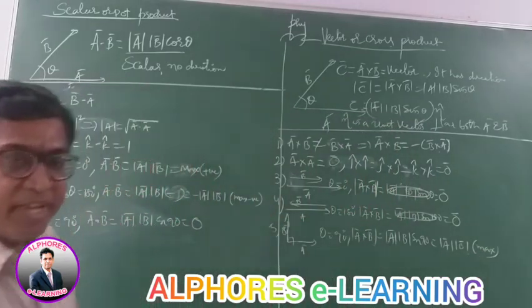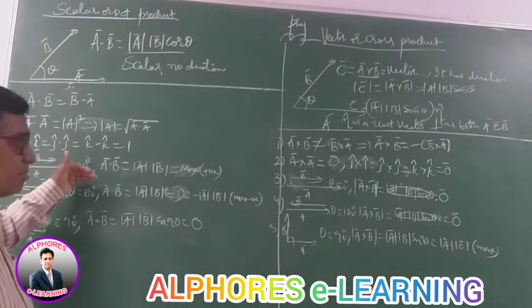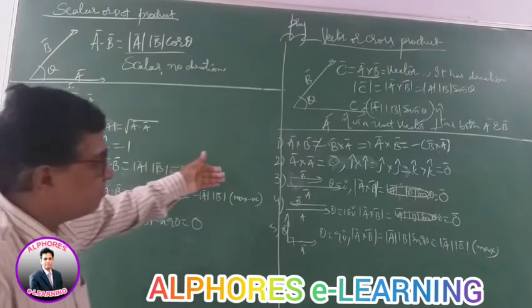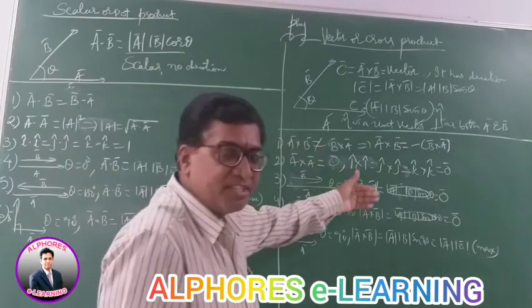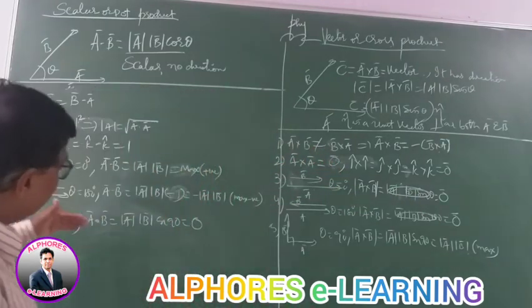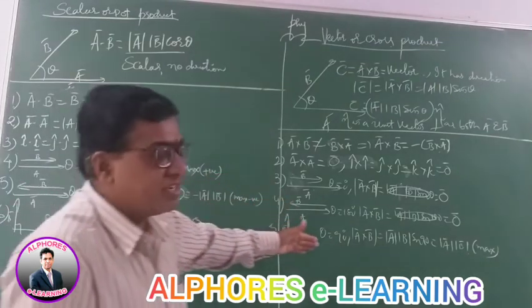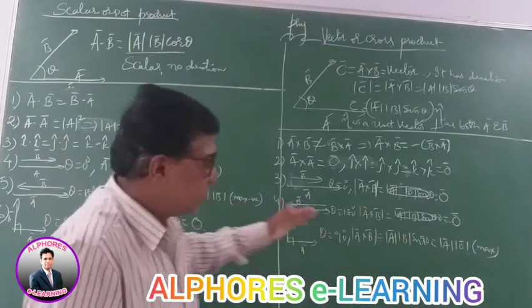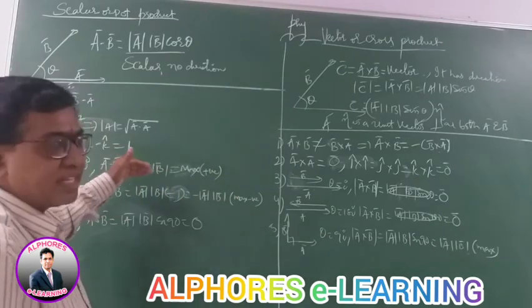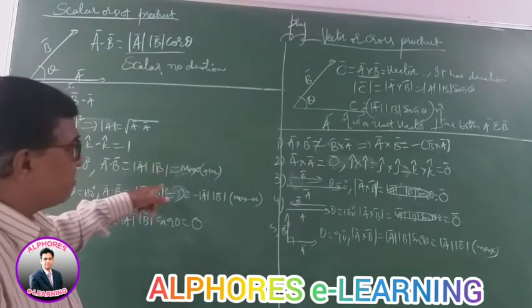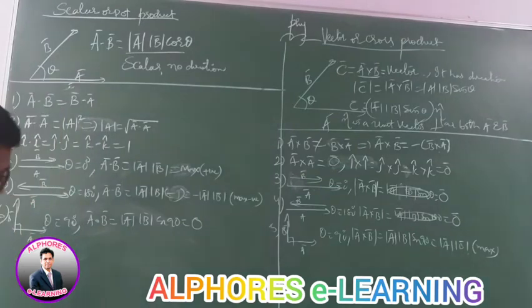So on comparing these two, when vectors are parallel, dot product is maximum, but cross product is the null vector. When vectors are perpendicular, dot product is 0, but the cross product is maximum. So on comparison, when vectors are parallel, dot product is maximum.